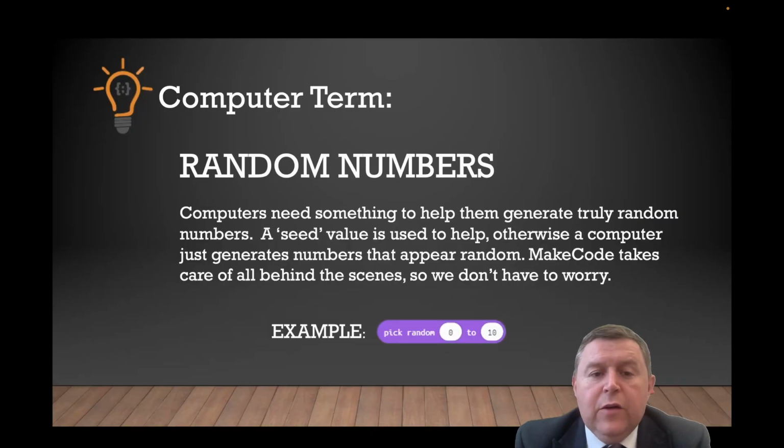So for this one, we need to use a thing called random numbers. And ironically, computers aren't very random, so they need some help to make random numbers. So we need to give it what's called a seed value to help, otherwise the computer just generates numbers that appear random. Make code makes this very easy, so we want to pick a random number between these two values here, and it'll pick a random number for us, okay?